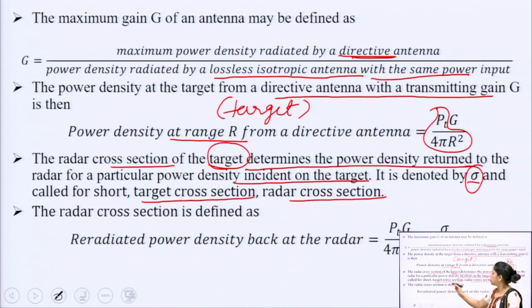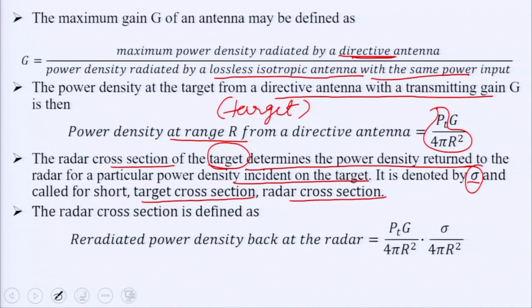The radar cross section is defined as the re-radiated power density back to the radar. It is given by the power density at a range from the directive antenna, that is P_T G upon 4 pi R squared, into sigma, and again divided by 4 pi R squared. This is the cross section of the target which will return back to the radar.